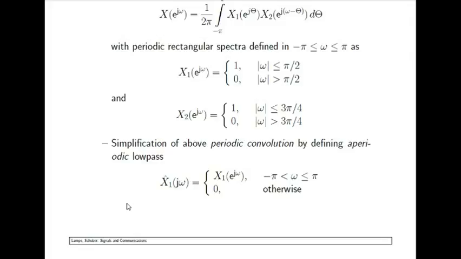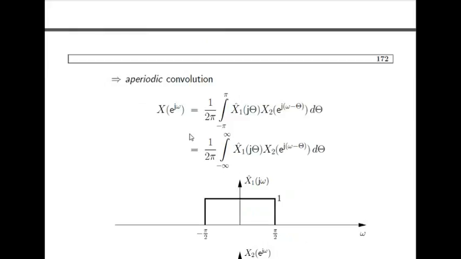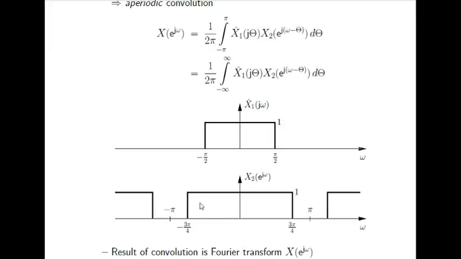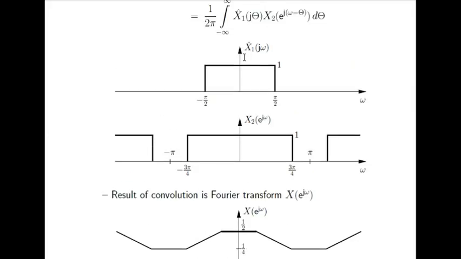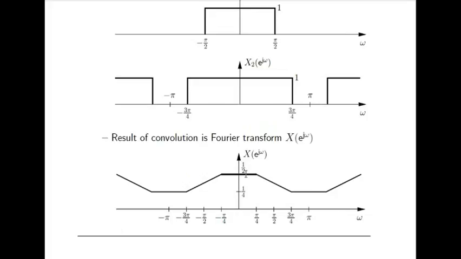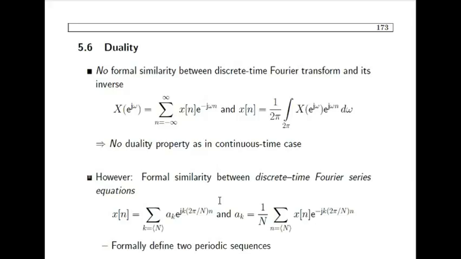The periodic convolution of X1 and X2 will be the desired output X of e to the power j omega. So you can see here that the periodic convolution X of e to the power j omega will be this. This is our first Fourier transform of x1, this is for x2, and this is the final result with the multiplication property. Now let's see the next property, which is the duality property.